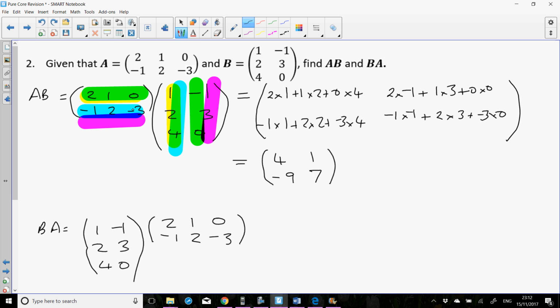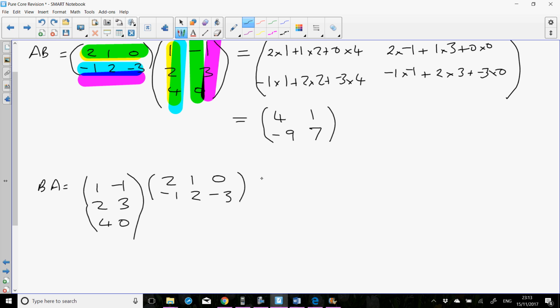You could notice here the size of the matrices. So we started off with 2 rows, 3 columns, and our second matrix B has got 3 rows, 2 columns, and we've multiplied them and we've ended up with a 2 by 2 matrix.